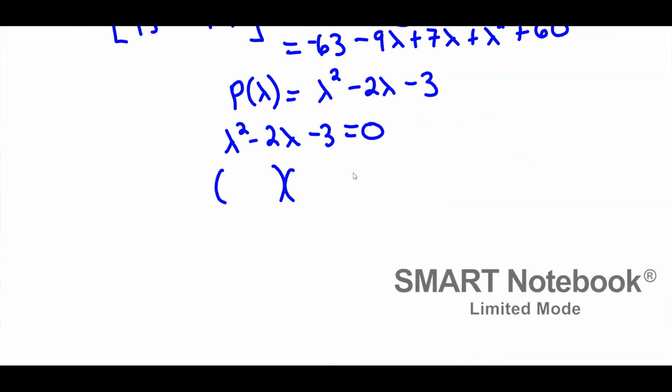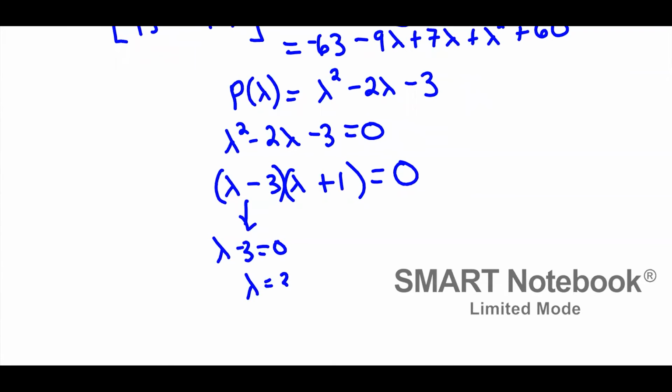This guy's going to factor. Those have to be lambdas. It's like I need a -3 and a +1. So I set that to 0, I get 3. Set that to 0, and I get -1. So there are my eigenvalues, and that's exactly what we came up with a second ago. Right.